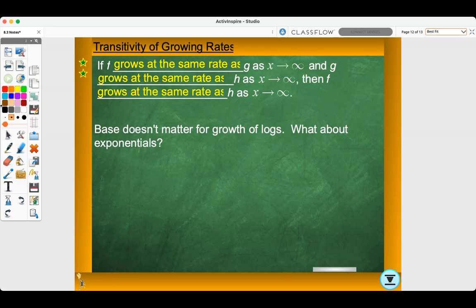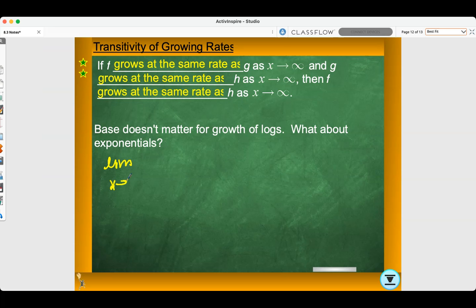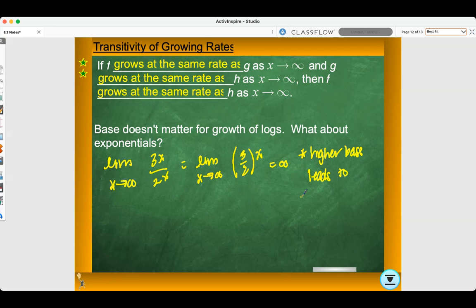What about exponentials? For example, the limit as x approaches infinity of 3 to the x over 2 to the x equals the limit as x approaches infinity of 3 halves to the x, since they both have an exponent of x, which equals infinity. So the higher base leads to higher growth.